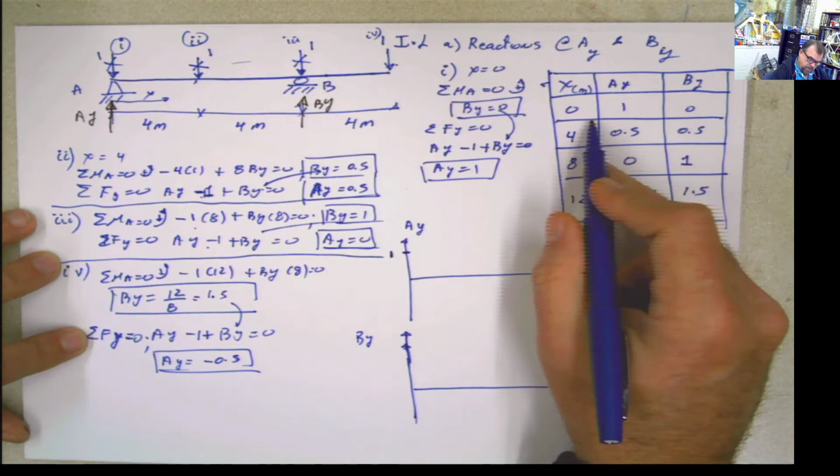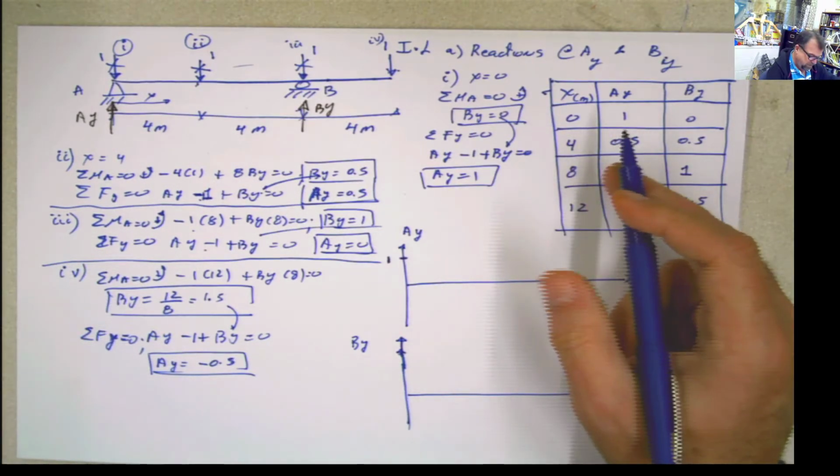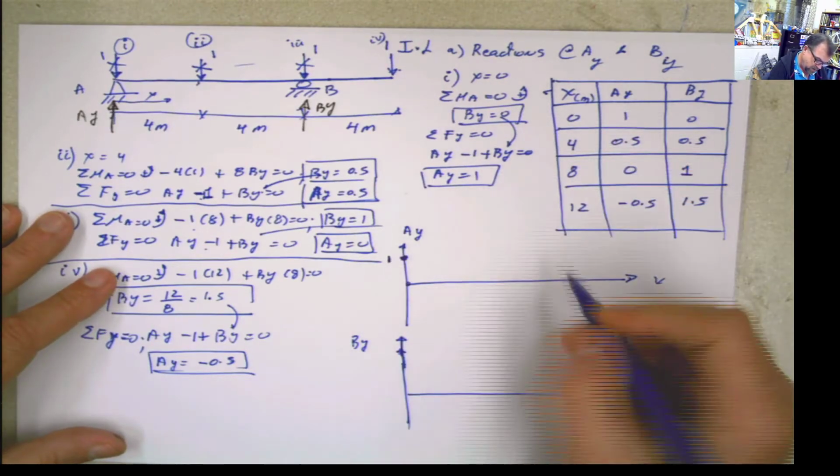And let's start for X equals 0. For X equals 0, then you have what? 1. 0, 1. And then the other one is what?